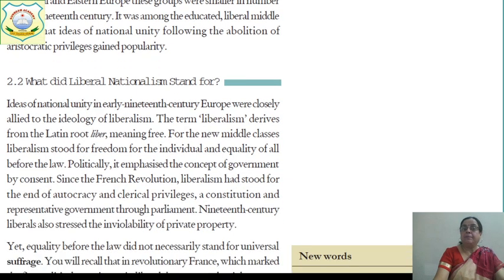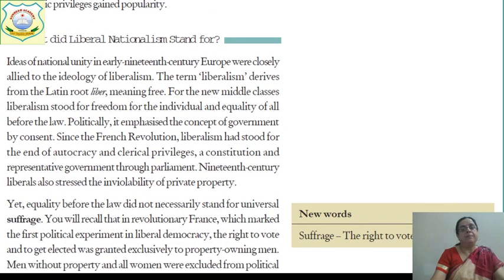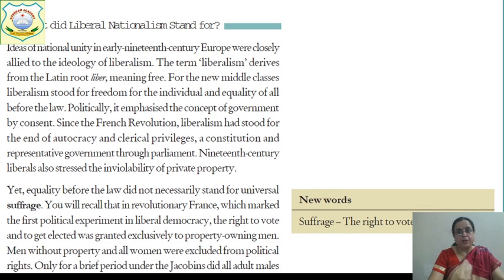Then what did liberal nationalism stand for? Liberal means freedom, children. The term liberalism derives from the Latin root liber, which means free. And for the new middle classes, liberalism stood for the freedom of the individual and equality of all before the law. So there were two types of liberalism. One is political and the other one is economic.